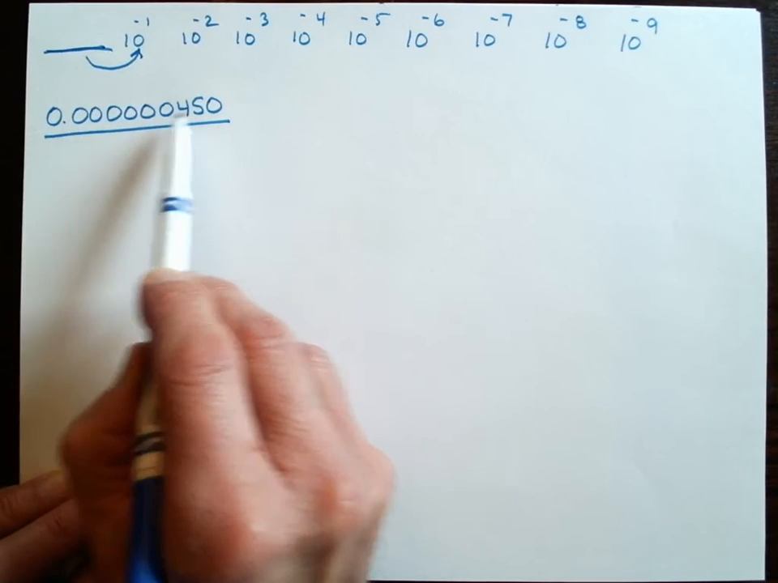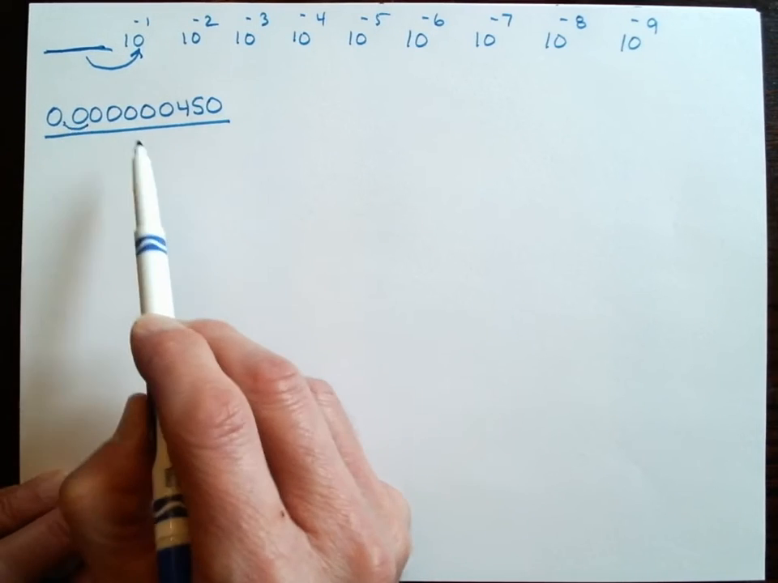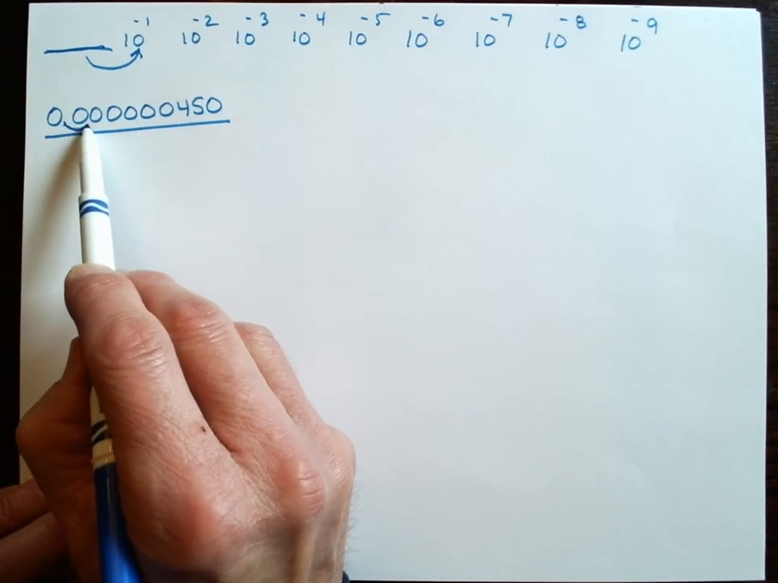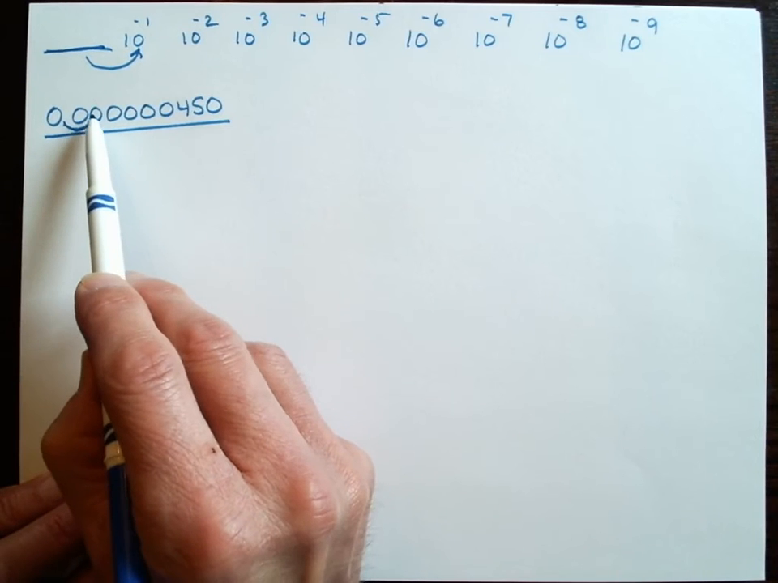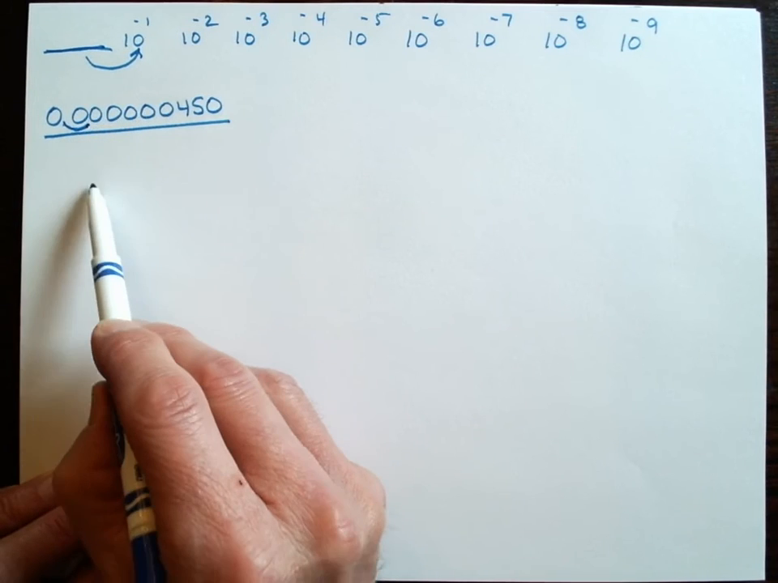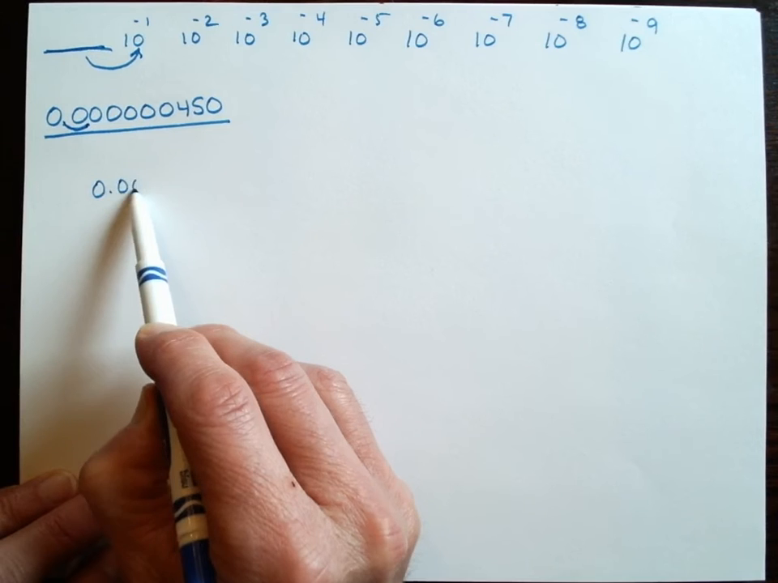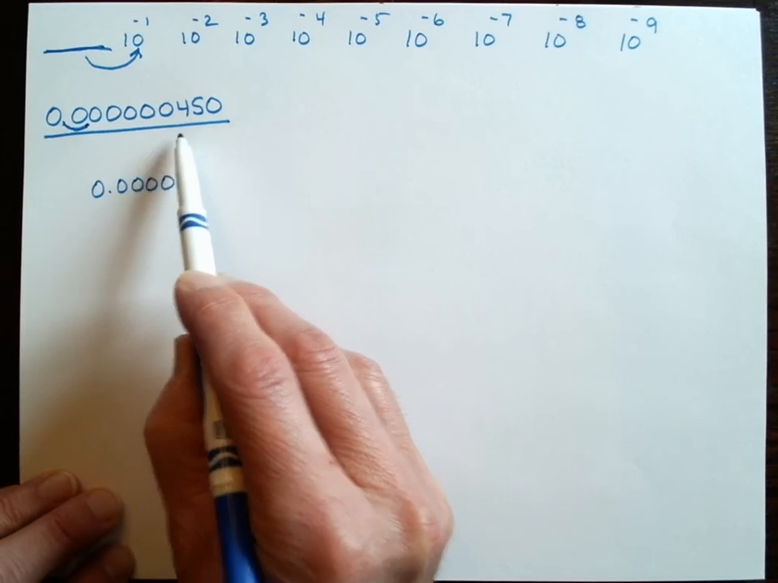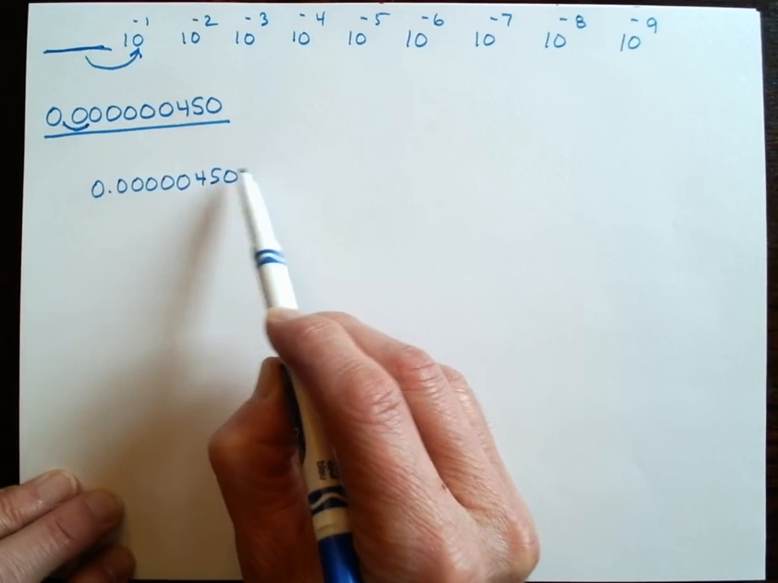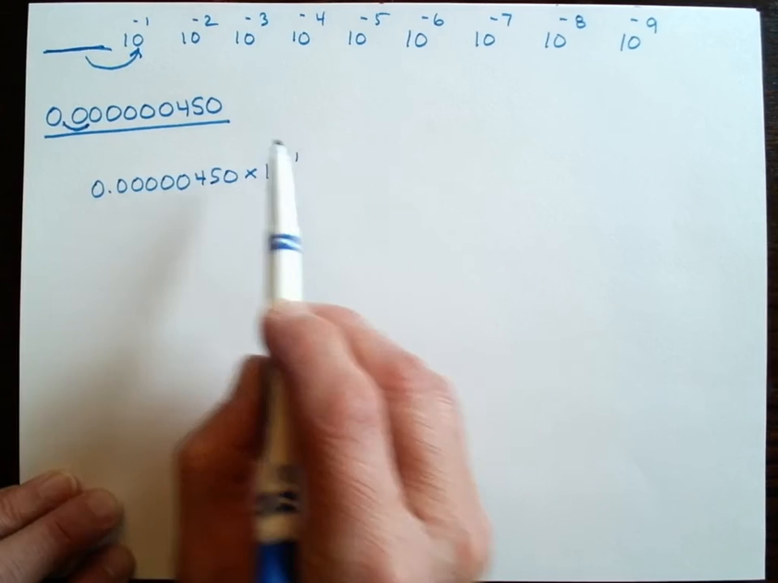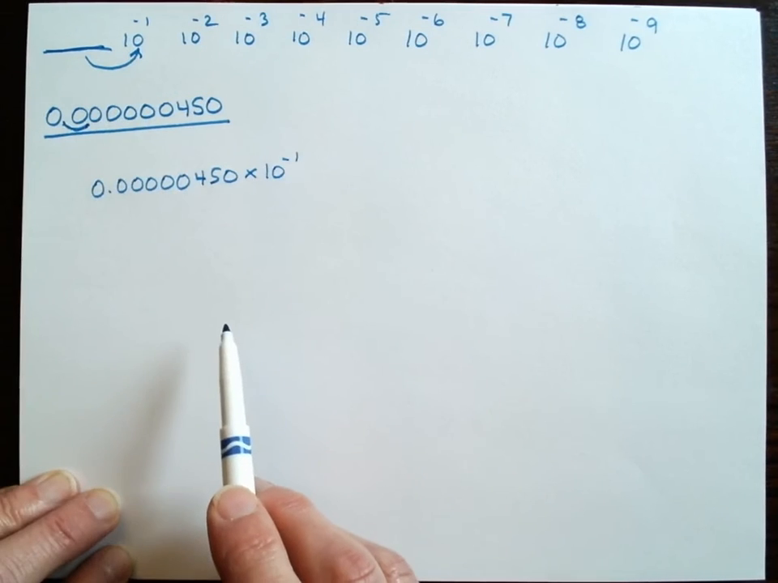So I'm starting here, and I'm going to move this number to this spot. So I see I can write this. I'm going to move this in one. I'm going to move the decimal one space over. So let's see, there's my decimal, 1, 2, 3, 4, 5 zeros, and then a 4, 5, 0. And I'd write that times 10 to the minus 1 because I've moved from here to here.